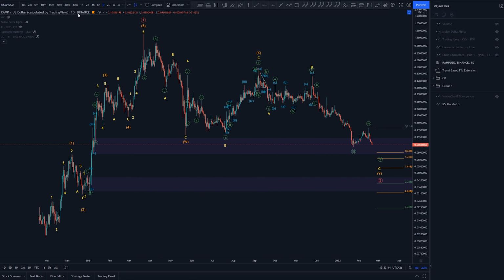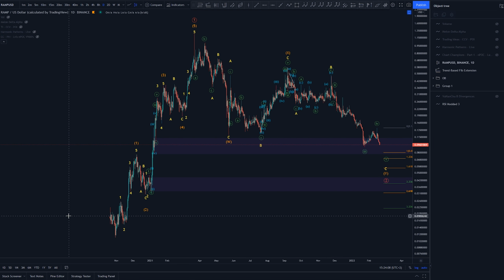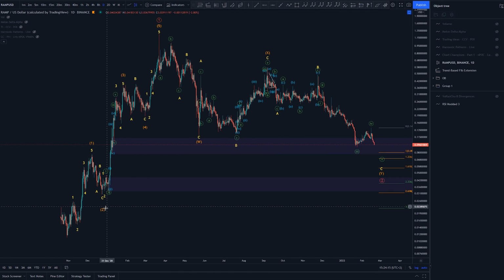Ramp is on Binance, or this chart is on Binance and on logarithmic scale. So this is what I've got drawn up here. So we are up to this point. This is primary one, and I didn't have price data back here, so I'm starting the count from here. Obviously, if there's data here, it very well may alter this whole count and even make it invalid. But as I don't have it here, this is what I'm stuck with at the moment.